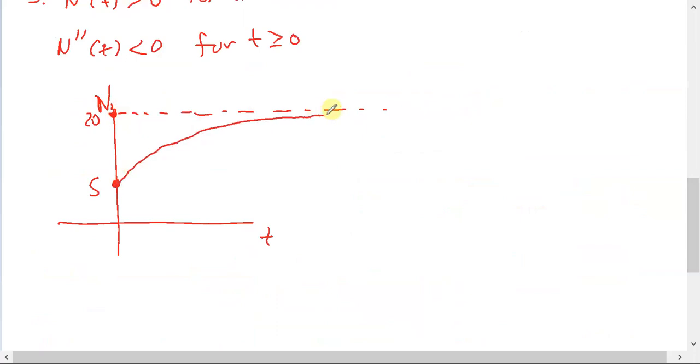You can see that the tangent lines to this curve that I'm drawing would get less and less steep, which is what the second derivative is telling me. But they are positive tangent lines, meaning that the derivative is positive all the way through here. So geometrically, this is what the graph would look like for this bacteria colony that we have. It starts out at 5, and it will approach 20 million as time goes forward.